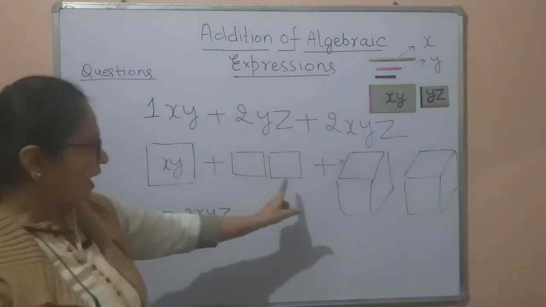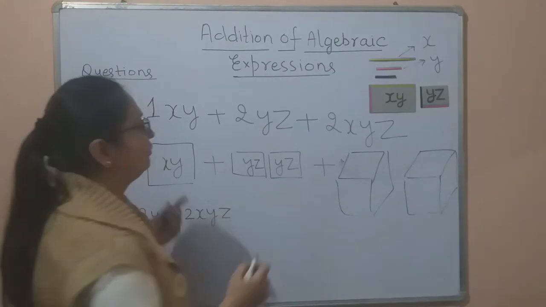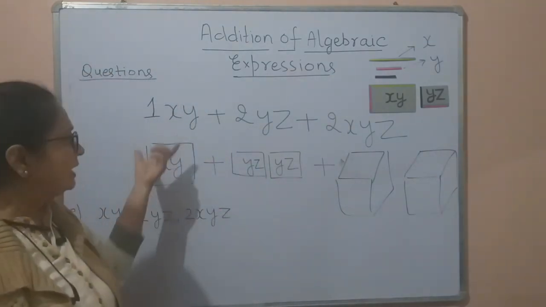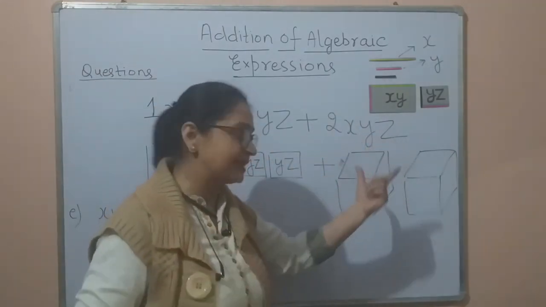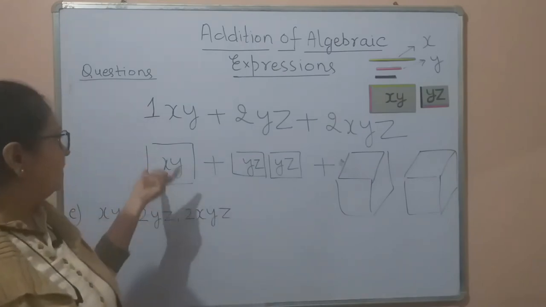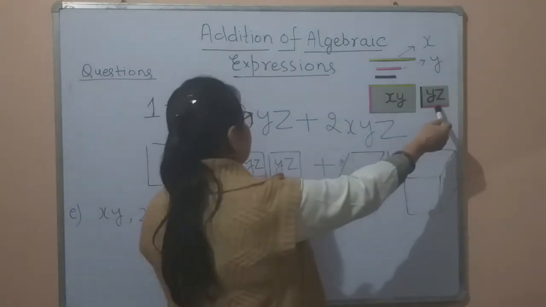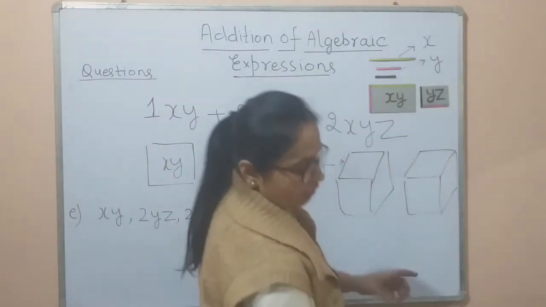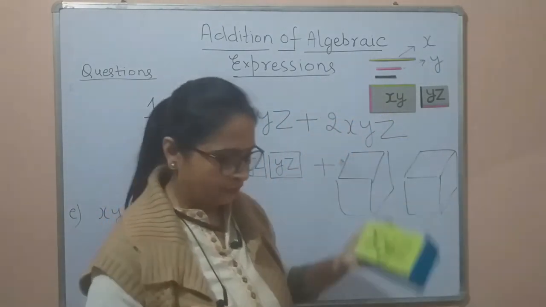And if you try to add all of them, we can see that we cannot merge them with each other. They are all unlike terms. This is xy, this is yz, and this is xyz. All of them are different and we cannot add. We can just say that one is this rectangle, two is this rectangle, and two is this shape, which is a cuboid.